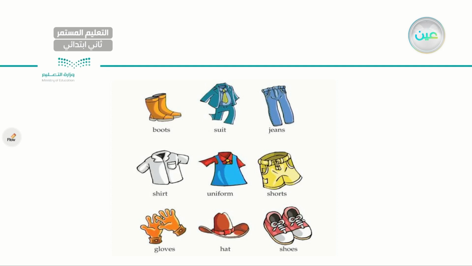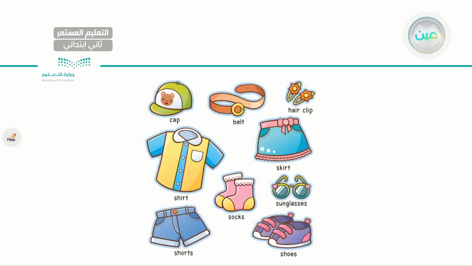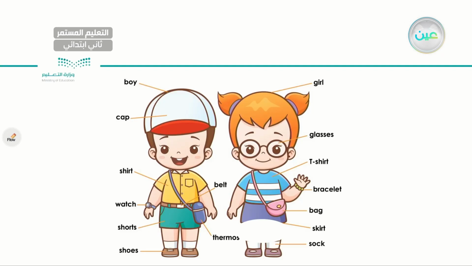These are different clothes that we might wear. Also, we might have these as well: a cap, belt, skirt, socks, sunglasses, hair clip, shorts, shoes. Very good. These are different kinds of clothes. Now, what are we going to do? As you can see here, I have a boy and a girl. Of course, boys go for different clothes than the girls, right? So let's go ahead and start with the girl's outfit.